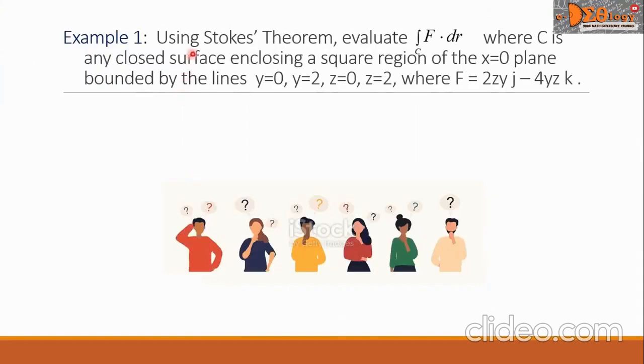Example 1. Using Stokes' theorem, evaluate the line integral capital F dot dr, where capital C is any closed surface enclosing a square region of the x equals 0 plane, bounded by the lines y equals 0, y equals 2, z equals 0, z equals 2, where vector F is equal to 2zy j minus 4yz k.